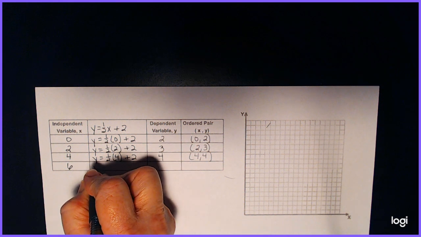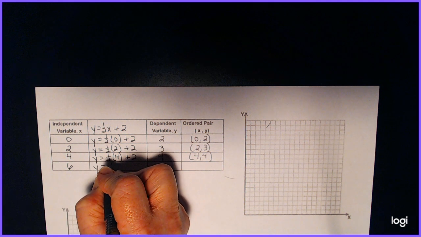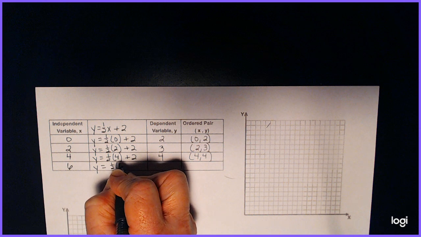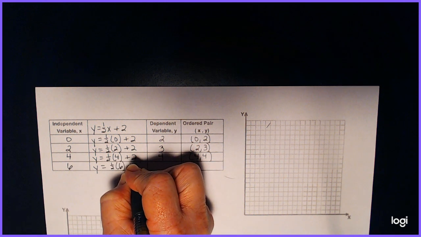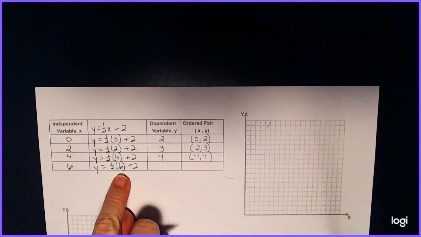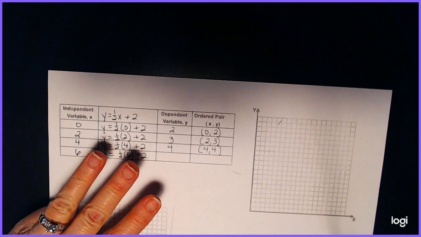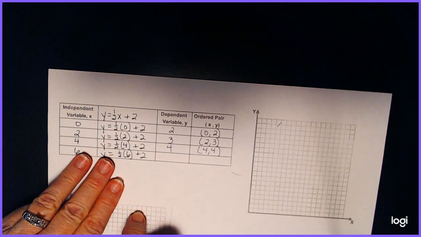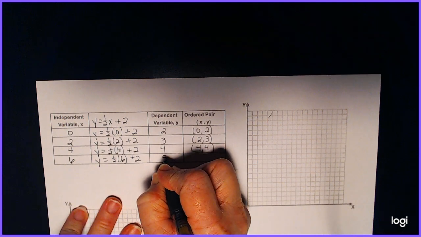And our last one, y equals 1/2 of 6. And then we're going to add 2 more. So half of 6 is 3. 3 plus those 2 more would be 5.